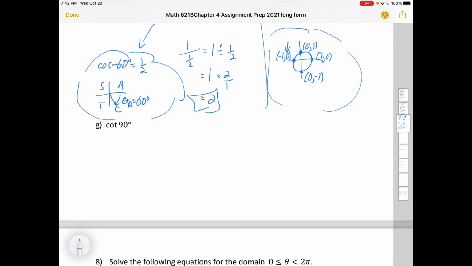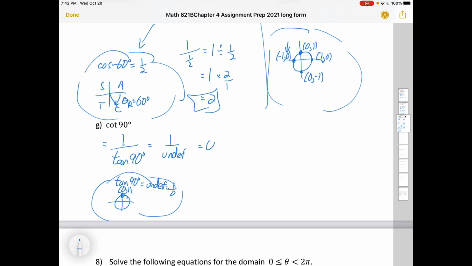Similarly, we've got the cotangent of 90. That's 1 over the tangent of 90. We're going to think about the tan of 90, and again, it's right on the pole here at (0, 1). Tan is y over x, so it's 1 over 0. So it's undefined, or you could think of it as 1 over 0. And we're going to think in this context that 1 over undefined gives us 0. 0 and undefined are reciprocals of each other.